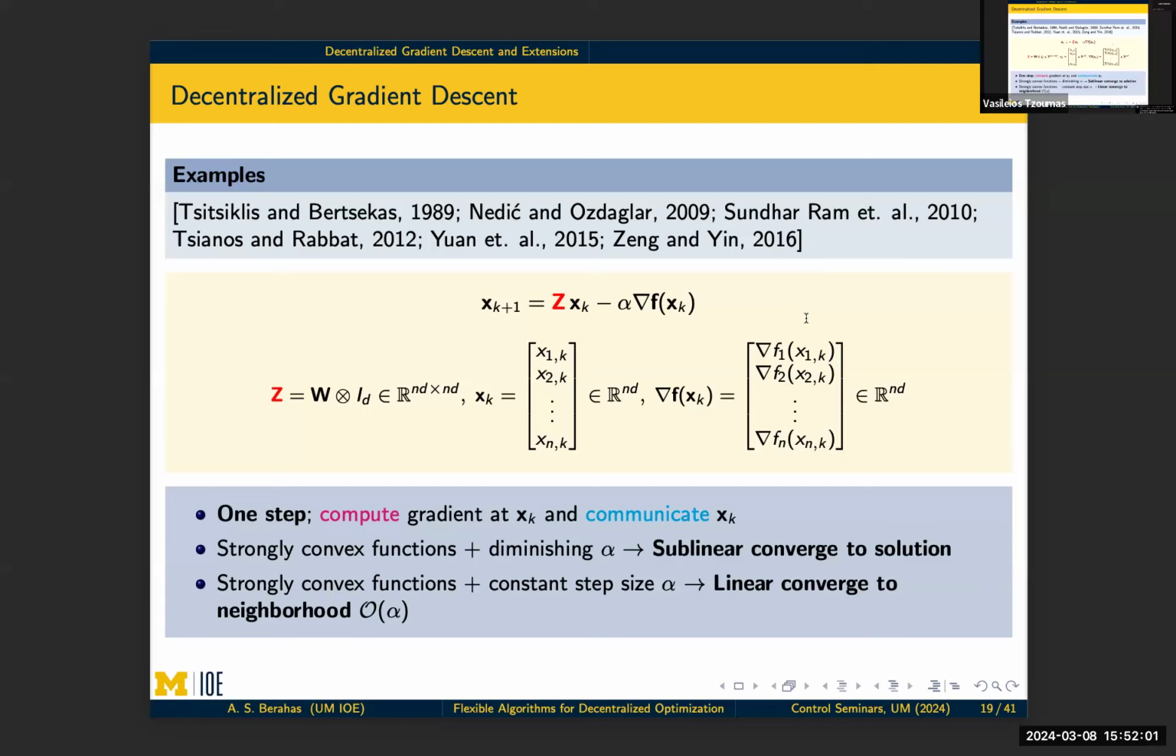Can we do a constant step size? The problem there is that you're not converging to the solution. You're converging to a neighbor, right? And this is slightly different than what happens with gradient descent in the centralized setting, right?